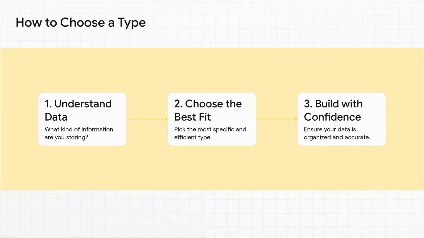First, just stop and really understand your data. Ask yourself, what kind of information is this really? Is it a whole number, a name, a simple yes or no? Second, choose the most specific and efficient folder you can find. Once you do that, you get to the third step. Build with confidence, knowing your data is organized, safe, and efficient.